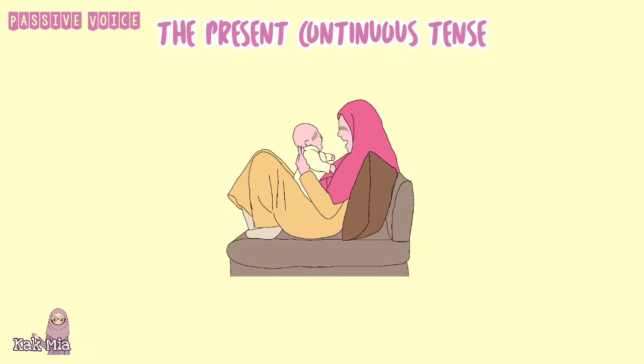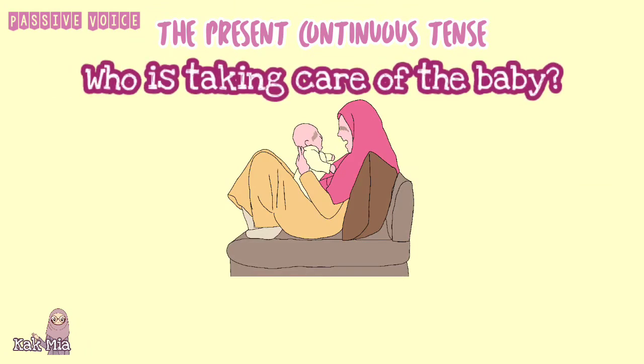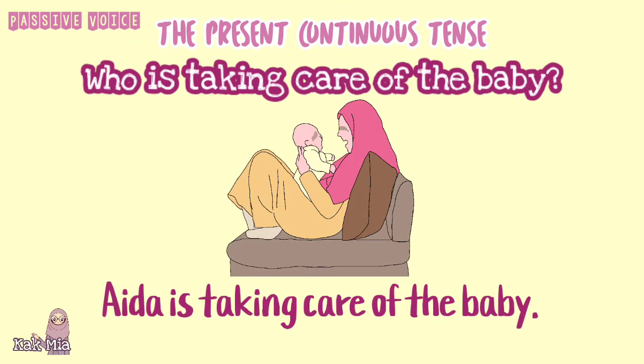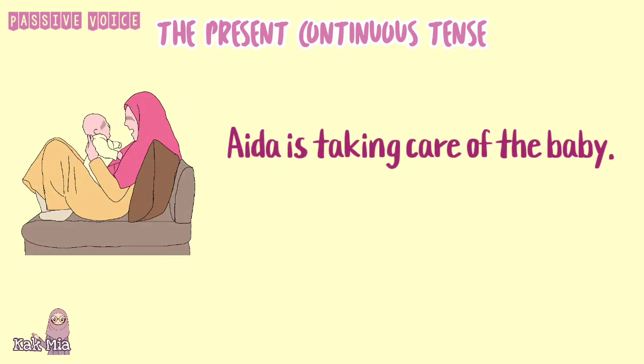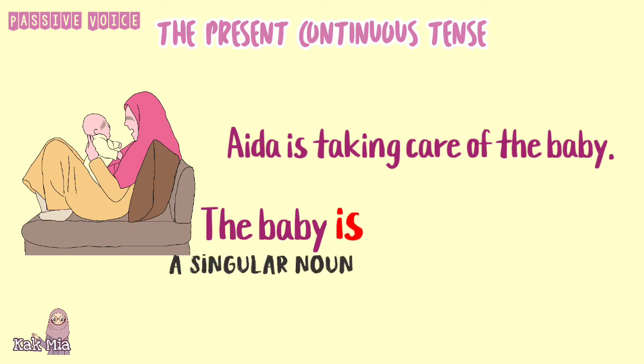Another example, who is taking care of the baby? Ida is taking care of the baby. Can you identify the receiver? Write down the receiver at the beginning of the sentence. Then, write down a suitable to be. We use is because the word baby is a singular noun.